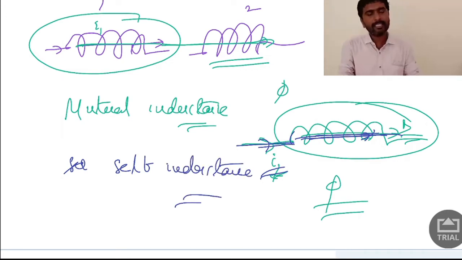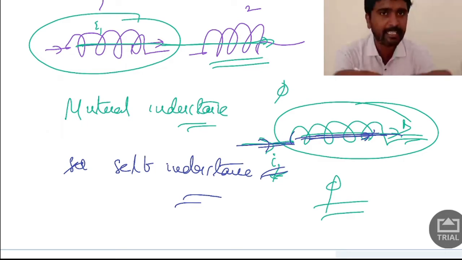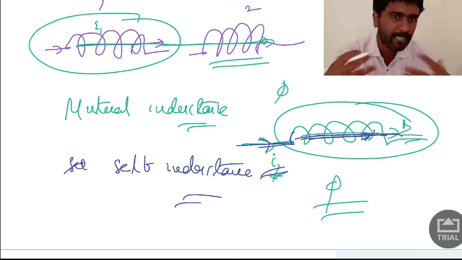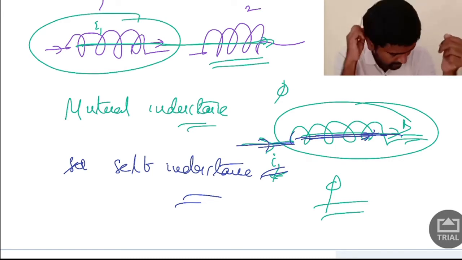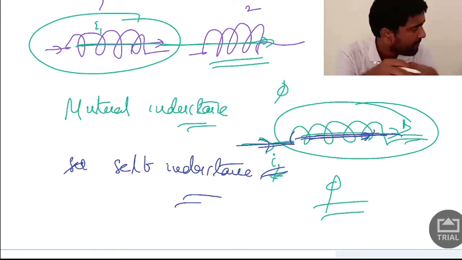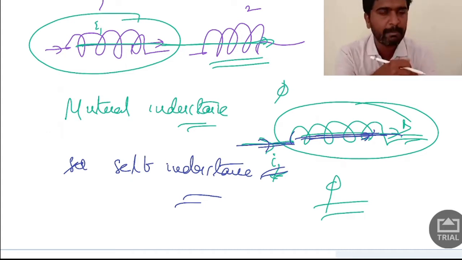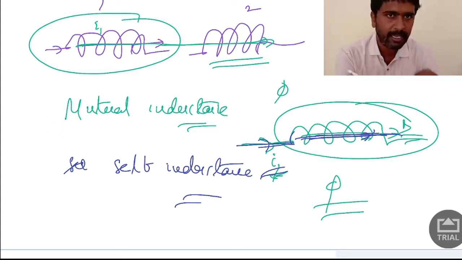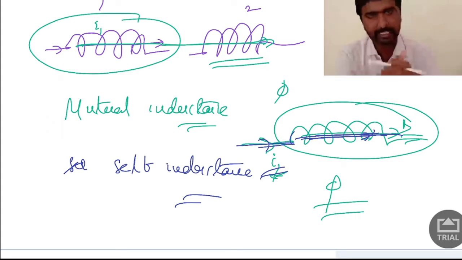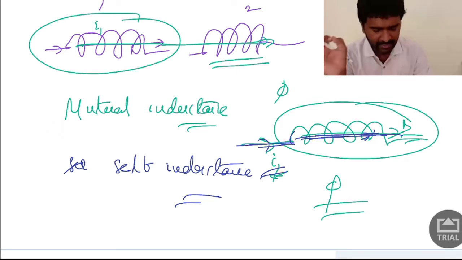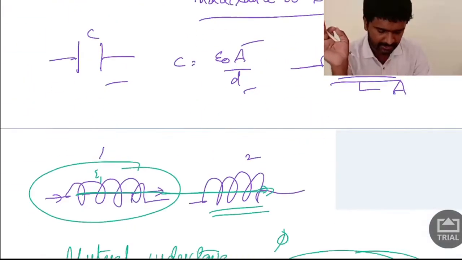And because you are looking at the EMF in the same coil, you are sending current in the coil and you are looking at the EMF in the same coil, because of that I am calling that constant self-inductance. And in the second case, you are sending current in some other coil and you are looking at EMF in the next coil, and we call it mutual inductance. Now let us try to derive an equation for mutual inductance.